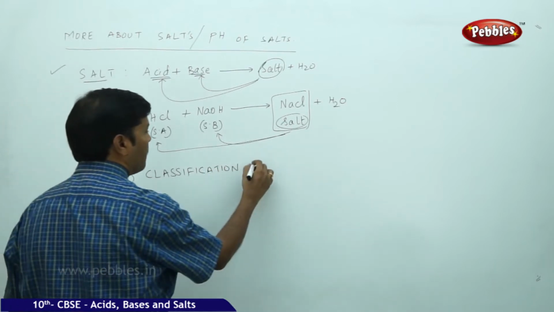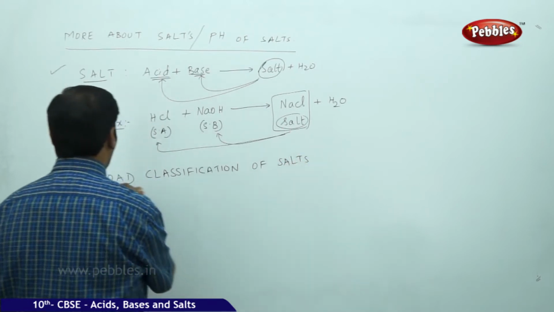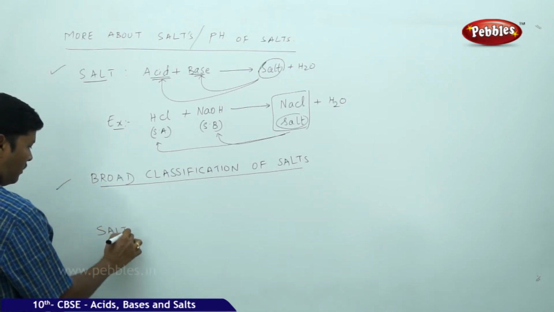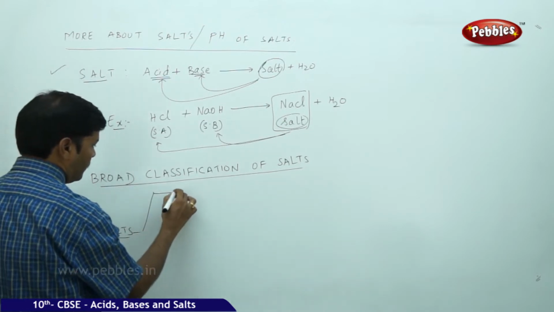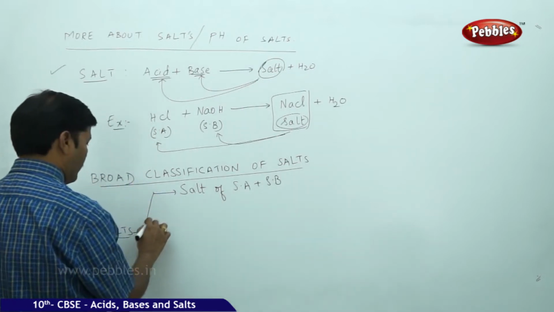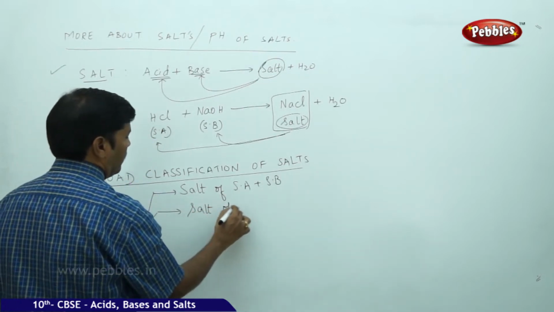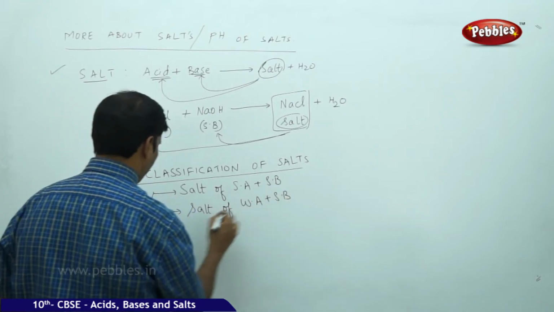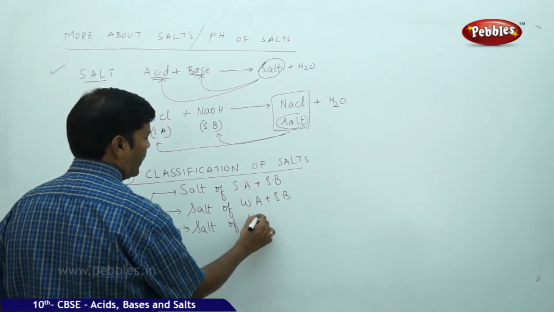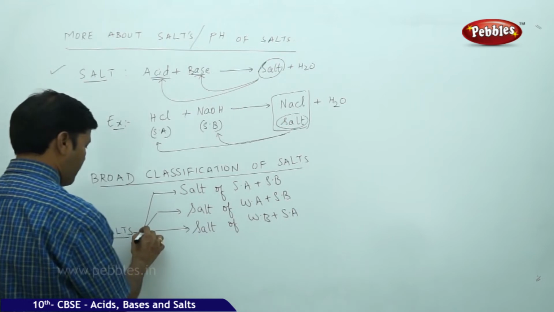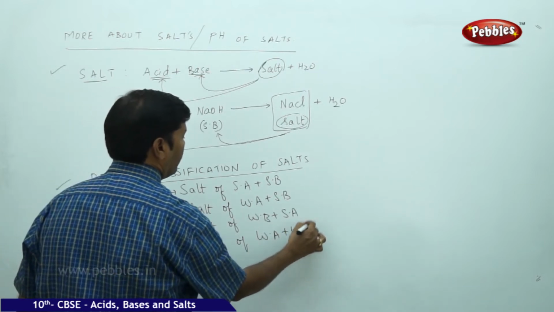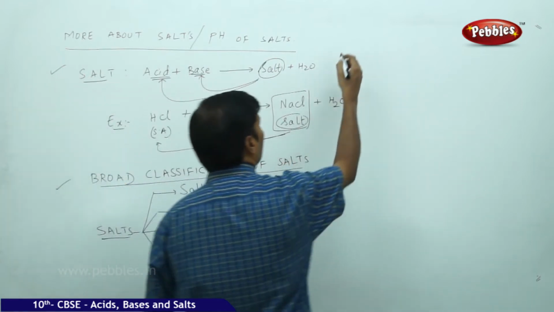So based on this illustration, now the broad classification of salts. Salts are divided into 4 types. One is salt of strong acid plus strong base, second, salt of weak acid plus strong base, third, salt of weak base plus strong acid, and fourth, salt of weak acid plus weak base. Based on this, I would like to give you some interesting examples.